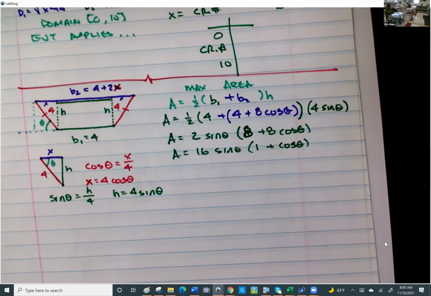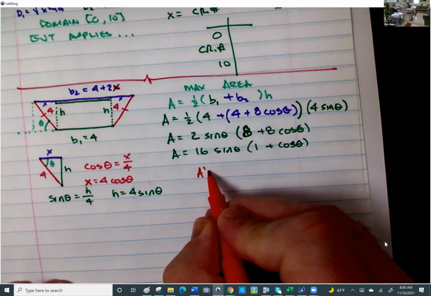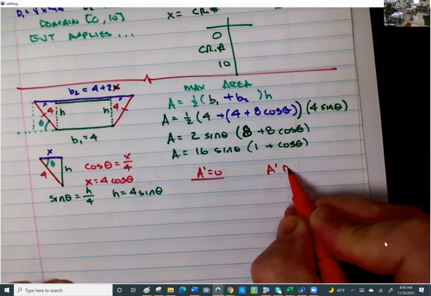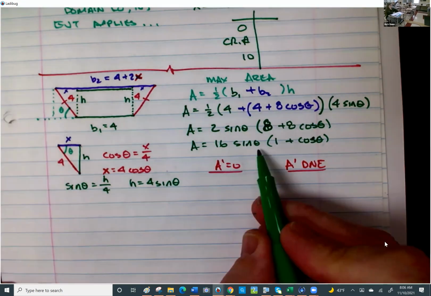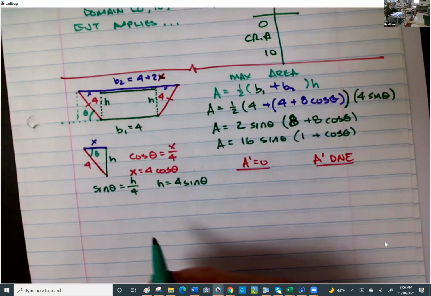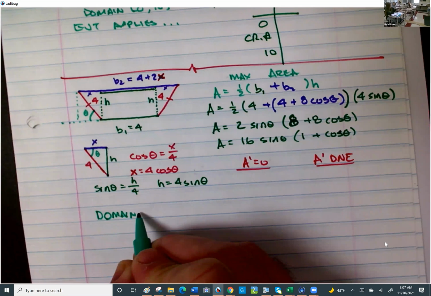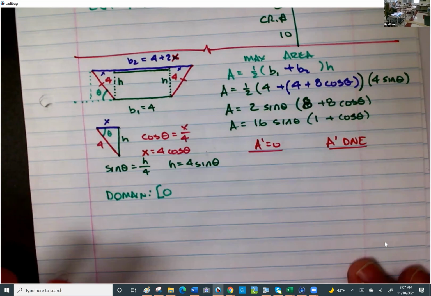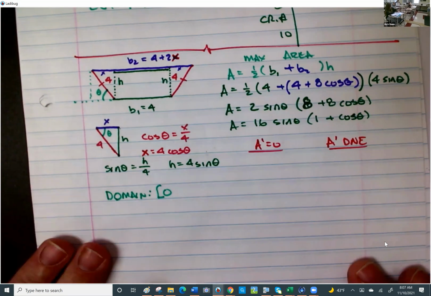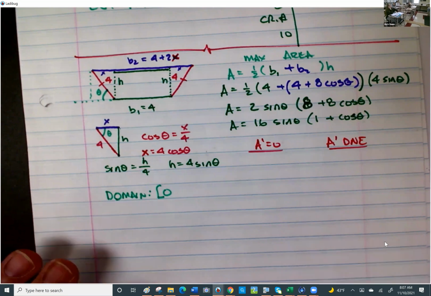All right, now, before we go to do our A prime equals 0 and our A prime does not exist, what should we be doing? Domain. And what would make sense for our domain? And we're domaining which variable? We're domaining theta. 0. And then we're not going degrees here. Okay, now, should I stop a little bit sooner than that?